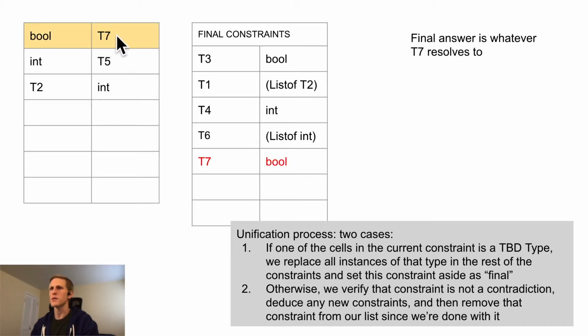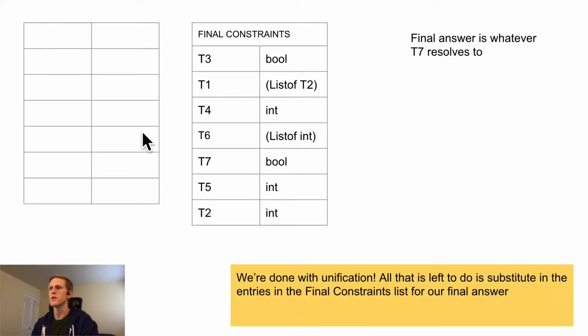Okay, this is a to-be-determined type. So we replace any instances of T7 in the remaining with Boolean. Well, there are none. We set it aside as final, and that one's done. T5, same thing, replace any instances with int. There are none. Set it aside as final, and T2. All right, so that finishes unification, and all that's left to do is we have our final constraints here.